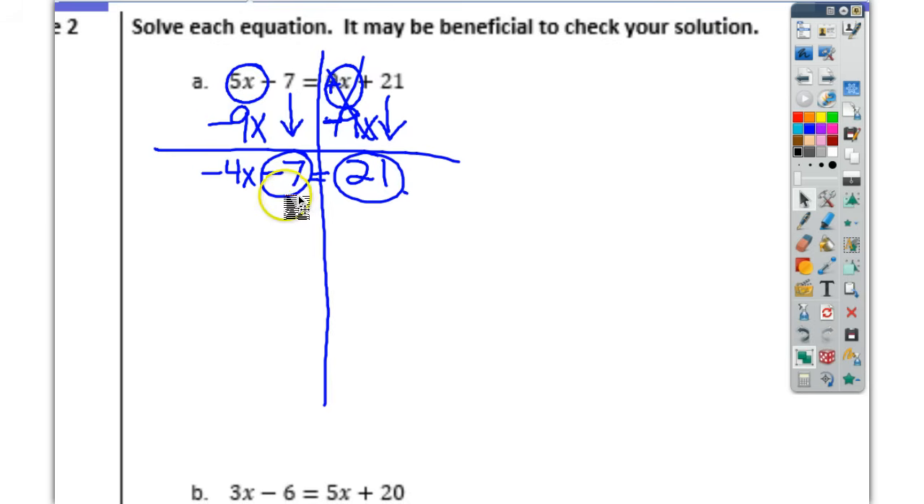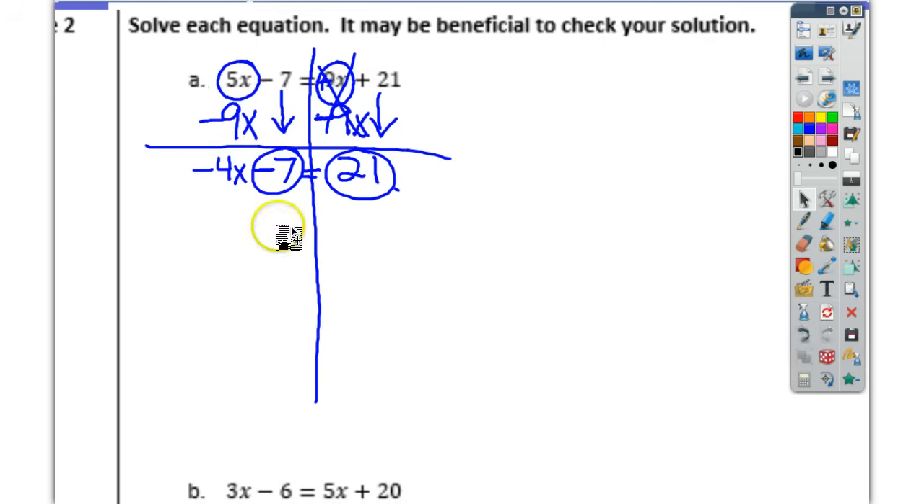Red Rover, send over. Whoops, what happened? Plus 7. So we'll send over the 7. Negative 7 and a positive 7 is what? 0. Cancels each other out. Leaves me with what on this side?